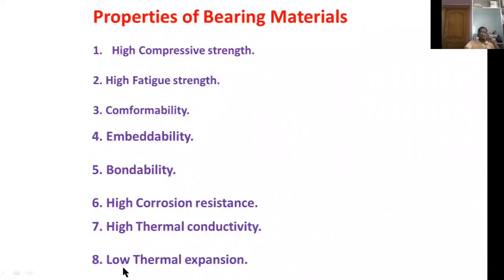So these are the important bearing material properties. Okay, in the next class I will explain about these eight properties clearly. Okay.